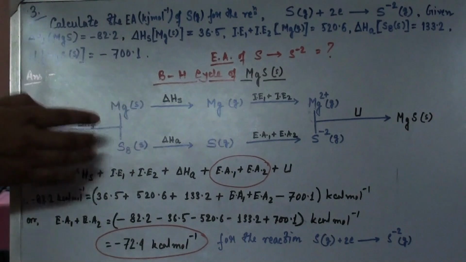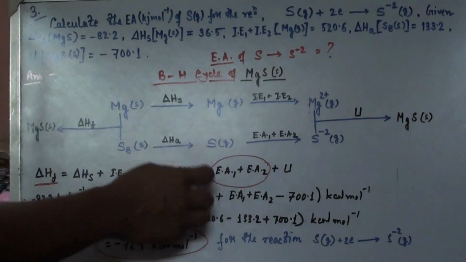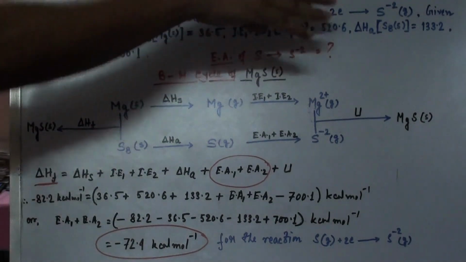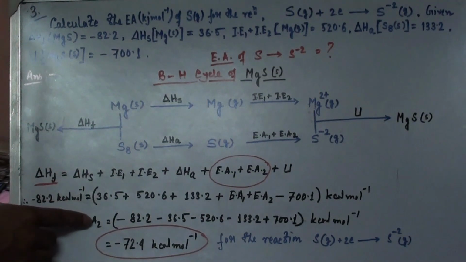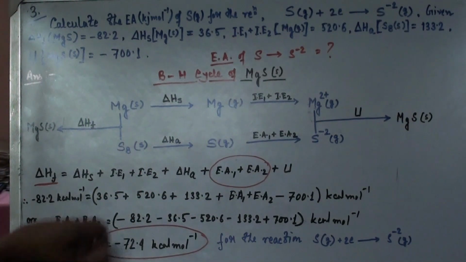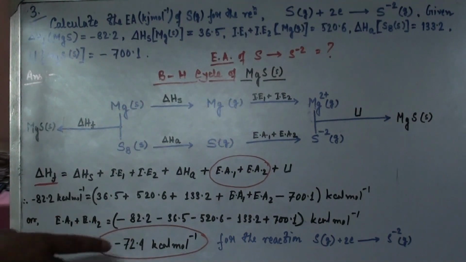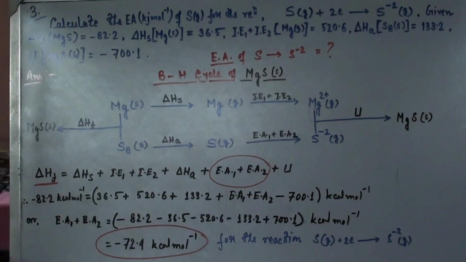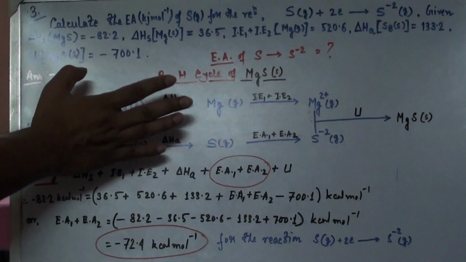So in this problem we have to calculate EA1 and EA2, electron affinity 1 and electron affinity 2 of sulfur. After putting all these given data in this equation and arranging it like this, we found that EA1 plus EA2 is nothing but this, and the electron affinity value for this process, sulfur gas to sulfide 2 minus, the two-electron transfer process, is nothing but minus 72.4 kilocalorie per mole. So we can easily calculate the electron affinity of a particular reaction like this from this Born-Haber cycle.